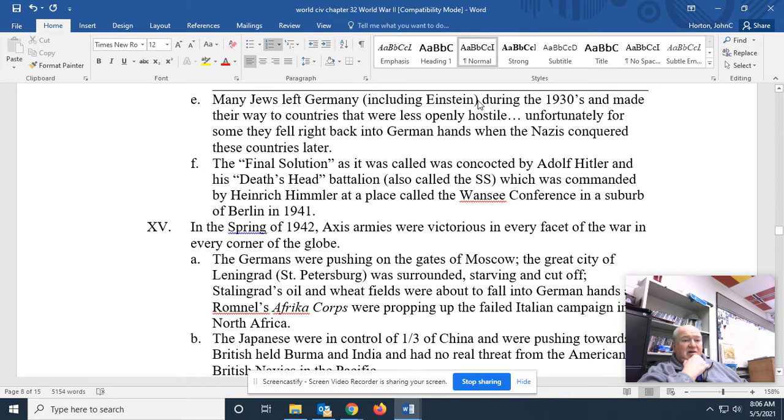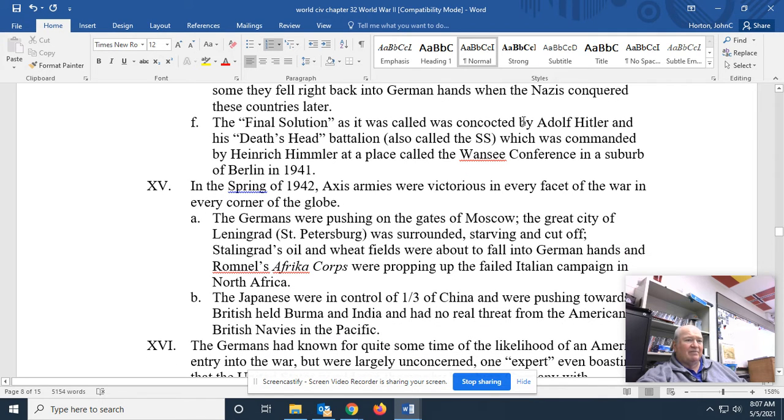Albert Einstein actually was able to come to the United States and teach at Princeton, and they were glad to have him. Of course, the Nazis said he's a Jew, and anything he comes up with is going to be flawed, even if it was the theory of relativity. So, unfortunately, for some, when they moved out of Germany and into like France or other countries, when Germany took over those countries, they fell right back into German hands. The final solution, as it was called, was concocted by Adolf Hitler and the so-called Death's Head Battalion, the SS, which we saw that film about, which was commanded by Heinrich Himmler at a place called the Wannsee Conference in a suburb of Berlin in 1941.